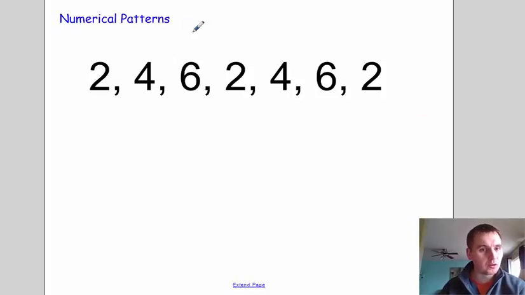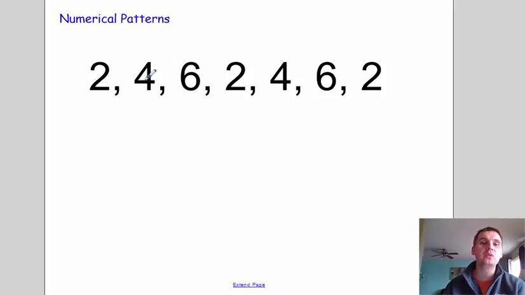So we're going to start with numerical patterns, which are just patterns that deal with numbers. So you can see I have this set of numbers here, this string of numbers. It says 2, 4, 6, 2, 4, 6, 2. Now each number or thing in a pattern is called a term. So we're going to use that a lot. We're going to say, hey, what terms do this or what term does that?